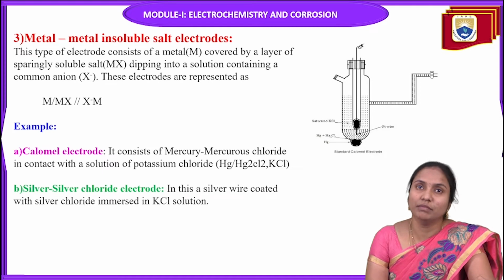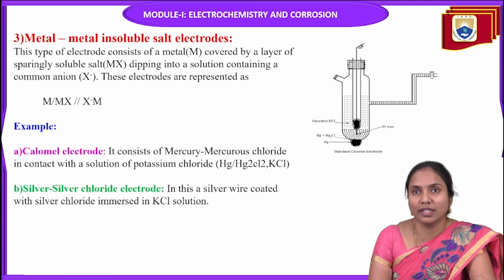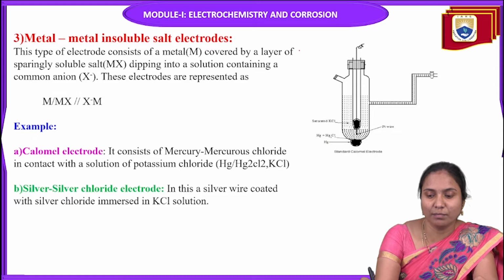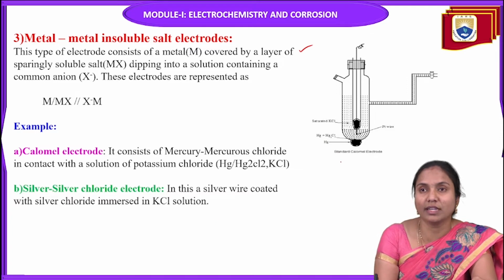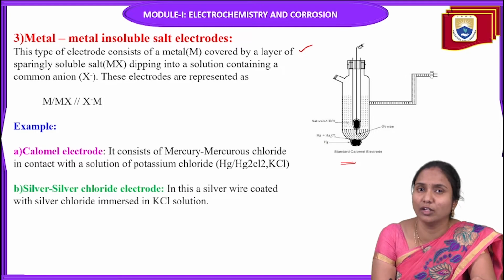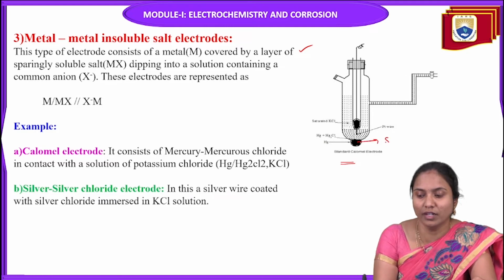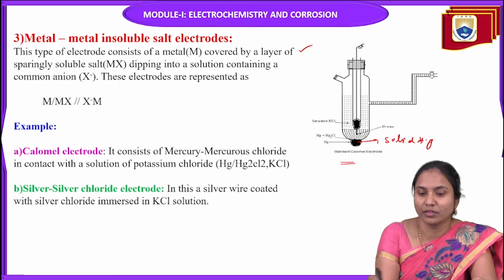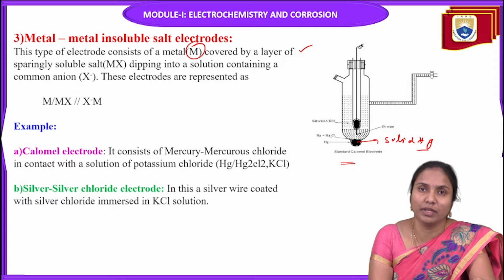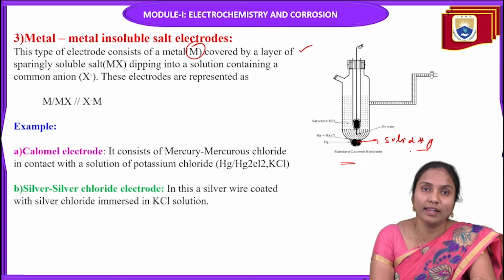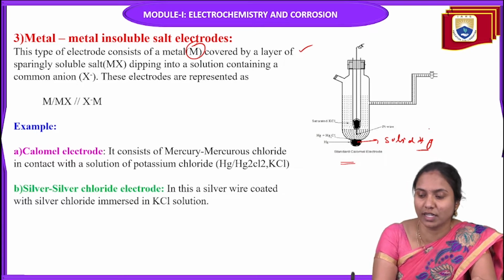The third type is the metal insoluble salt electrode. This type of electrode consists of a metal covered by a layer of sparingly soluble salt. For example, here we are taking the Calomel electrode. This Calomel electrode consists of solid mercury. So any metal, for example in this Calomel electrode, we are taking solid mercury. It is covered by a sparingly soluble salt. That means it is covered by mercurous chloride.